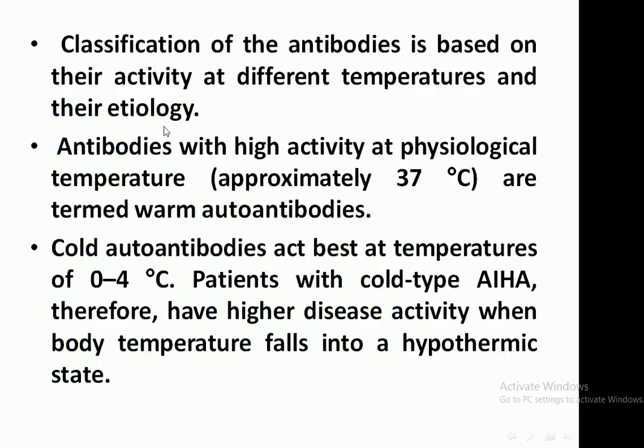as we saw, the warm type and the cold type. The antibodies with high activity at physiological temperature, approximately 37 centigrade, are termed the warm type, and the cold autoantibodies act best at temperatures of 0 to 4 centigrade. Patients with cold type autoimmune hemolytic anemia therefore have higher disease activity when the body temperature falls into a hypothermic state, as in cold weather.